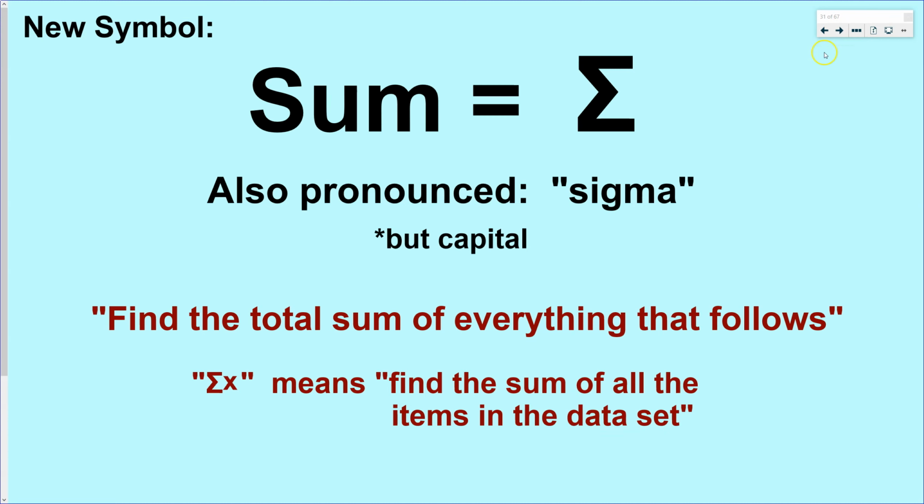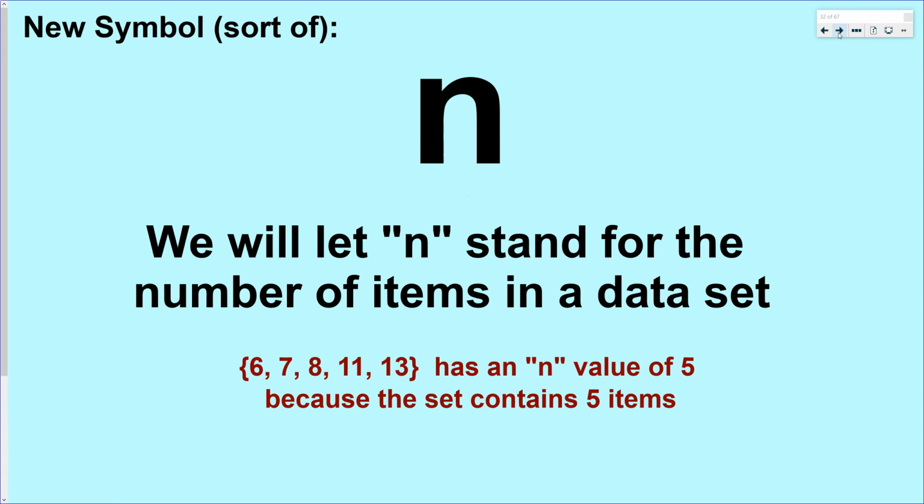The next one is a capital sigma, and it's much different than its lowercase counterpart, but it is also pronounced sigma. This is the capital version of it. It's a letter in the Greek alphabet. And what capital sigma stands for is, it kind of stands for the words add everything up that follows this symbol. So down here I have a little example right here. It says sigma x. That means add up all the individual data items in the data set. So just by expressing those two symbols, I've been able to say all of those words. So you can see how this is shortening the amount of stuff that we need to write. The last symbol I need you to know is N.